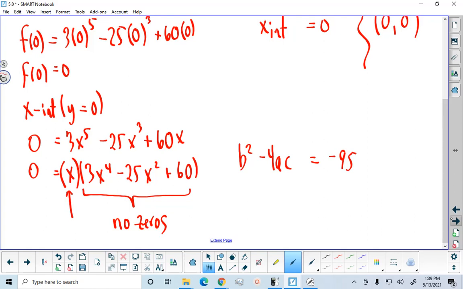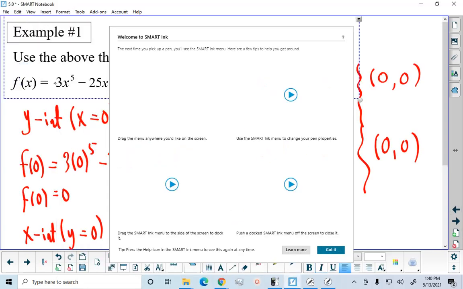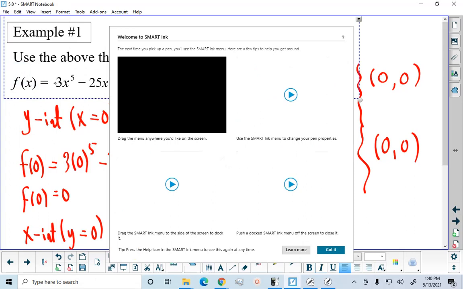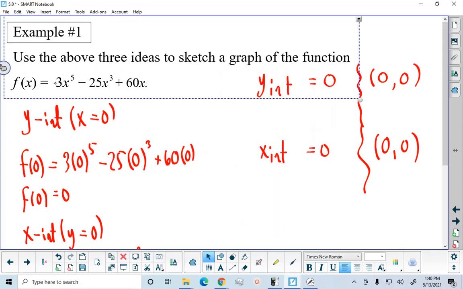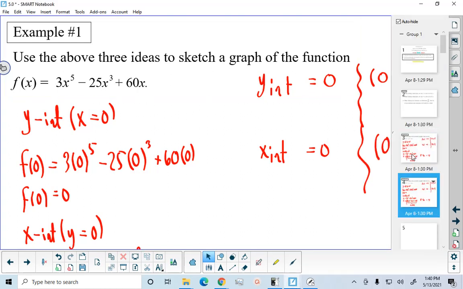And that was almost a depressing kind of result, as we do all of that work and all we discover is this graph goes through the origin. But let's find the derivative now. I'll go to a new page so that I have a bit more room to do this.